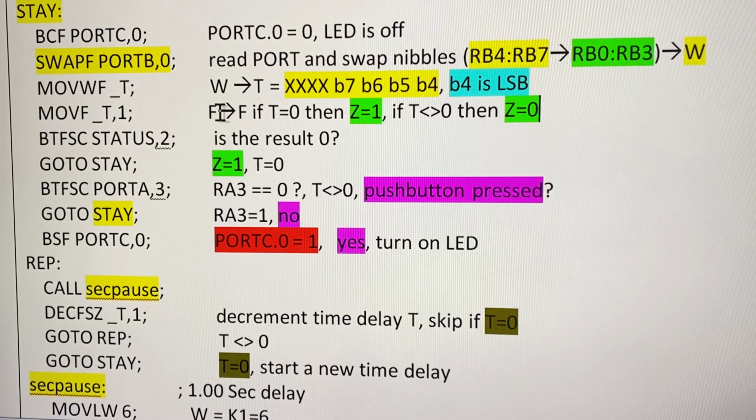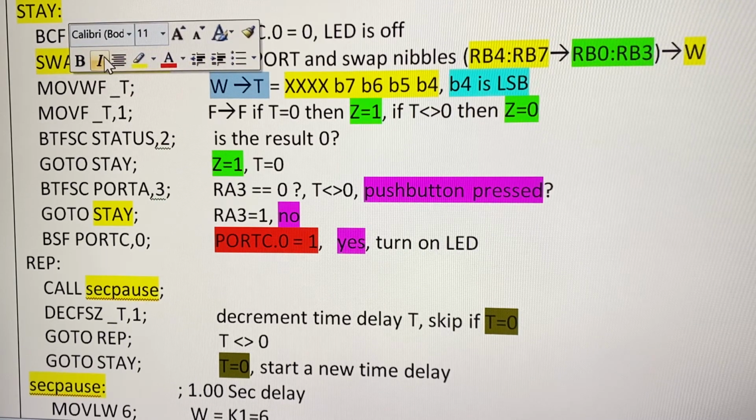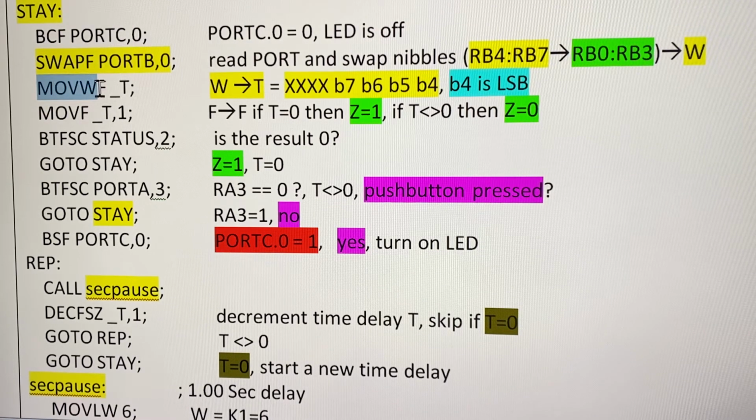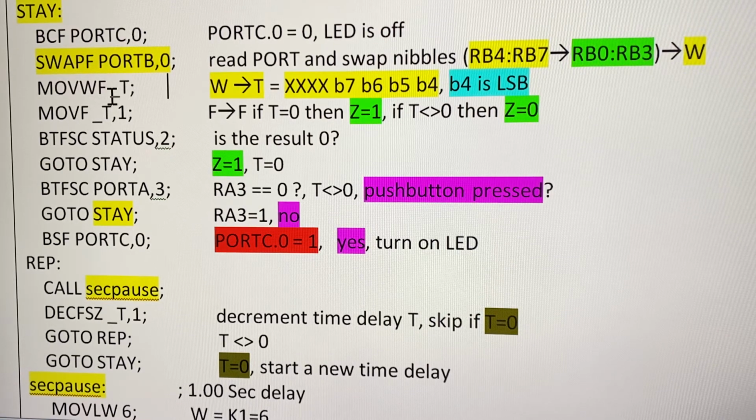Now the port B contents are in W, and from W we transfer those to a variable called T for time. Okay, and this is done with the instruction move the contents of W to file T. We are using the underscore T because this was declared as a variable in the beginning. It was declared as a variable in one of the locations of the RAM memory. So every time we declare it in the beginning, we have to use the underscore. But if you are using the file number here, you don't need the underscore.